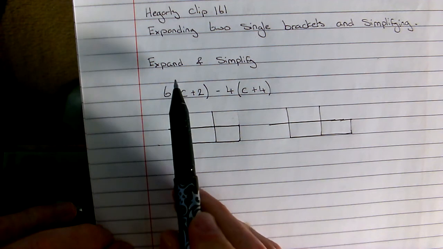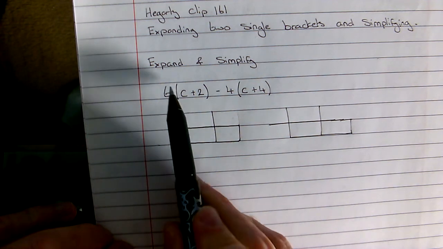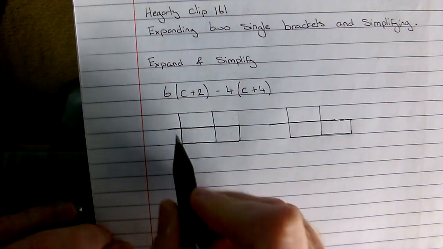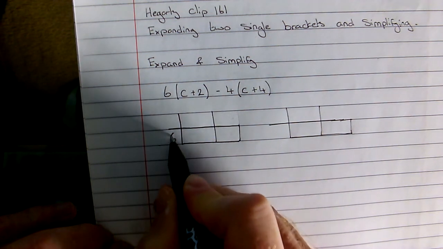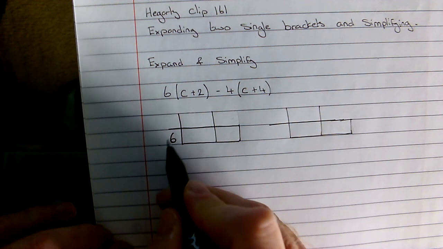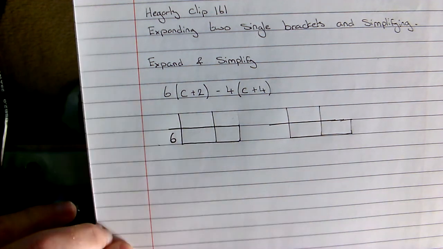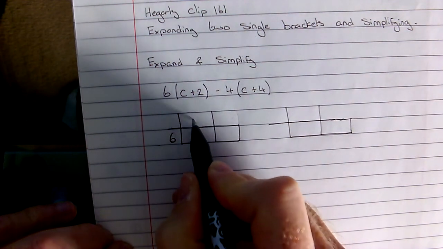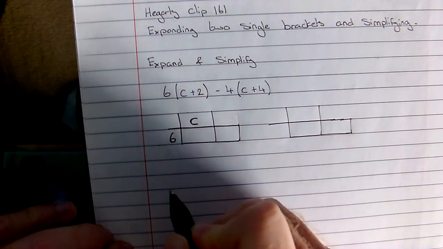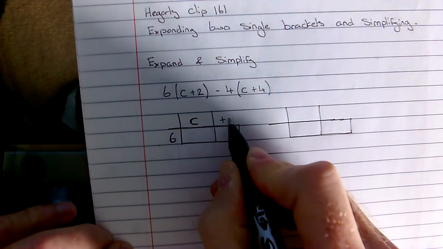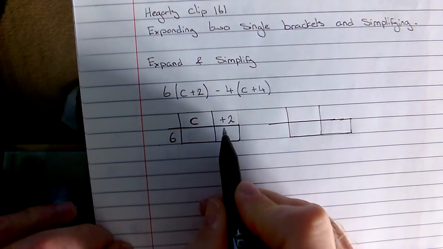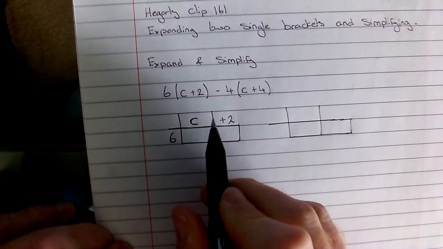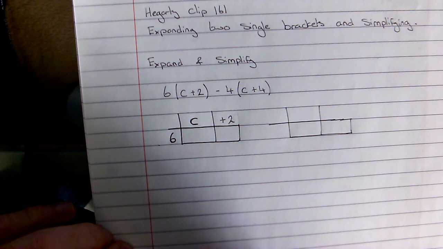We're going to start with everything outside the bracket. This 6 is outside the bracket, so that's going to go down here in this space to the left of the 2 boxes that we've drawn. Anything outside the bracket is always going to go to the left. Now the c and the 2 are separate, so we're going to put them in their own places. The c is going to go above the first box, and the plus 2, really important, we put the plus in there, that's going to go above the second box. Again, really important.